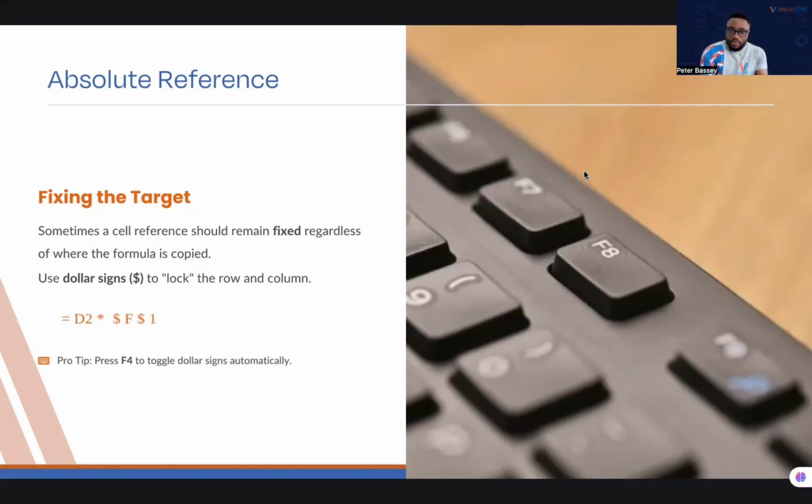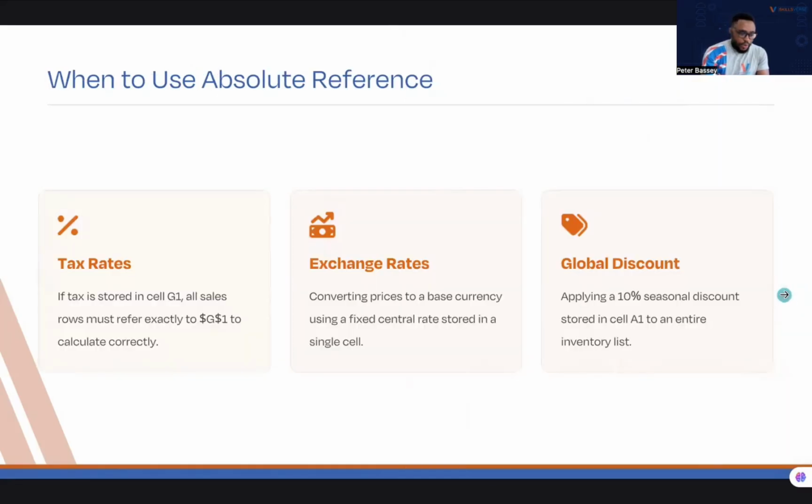To insert the absolute reference, you use a dollar sign to lock that row or to lock that particular column. And this is usually what an absolute reference would look like as a formula. Another easier way to insert absolute reference is to just toggle your F4 key on your keyboard.